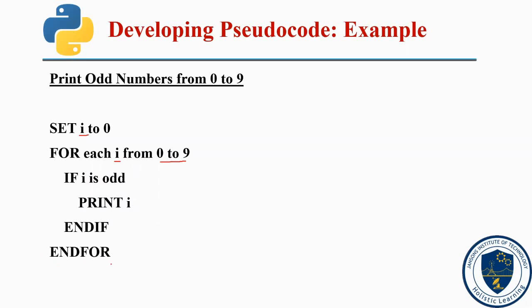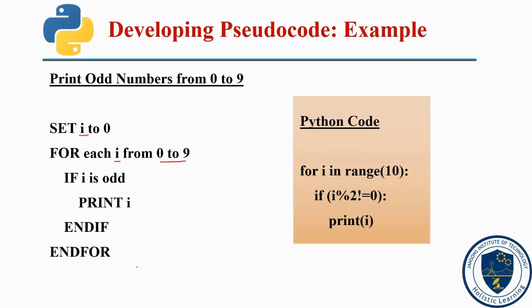Finally, if you implement this pseudocode in any programming language, we will get the results 1, 3, 5, 7 and 9. Say if you want to convert the pseudocode into Python, you can see over here the equivalent Python code for the given pseudocode. Here you can notice the pseudocode has been translated according to the syntax of Python. Here I am not going to discuss the syntax and the control structures of Python. That will be covered in chapter 2.